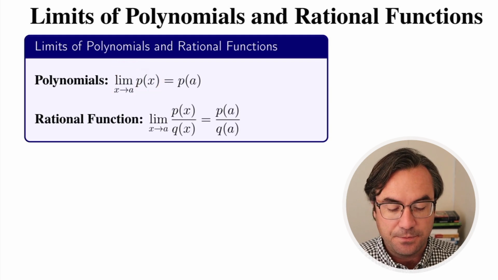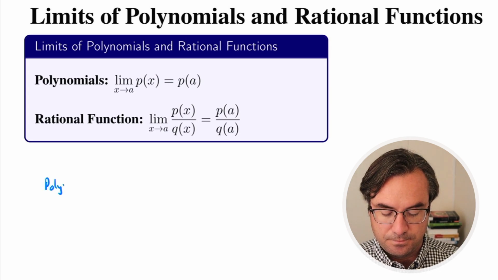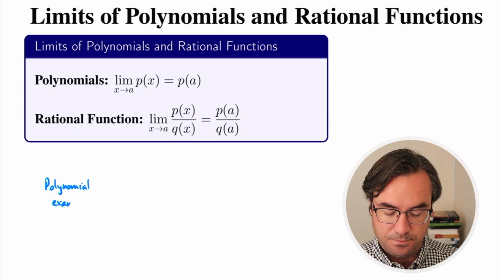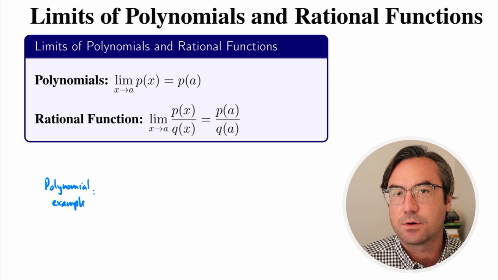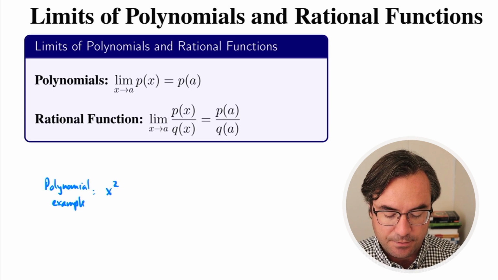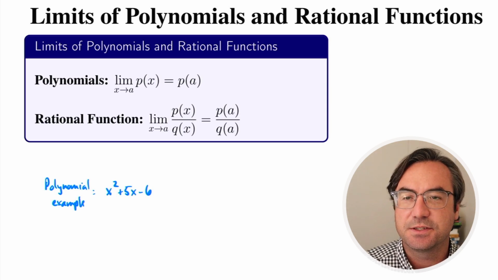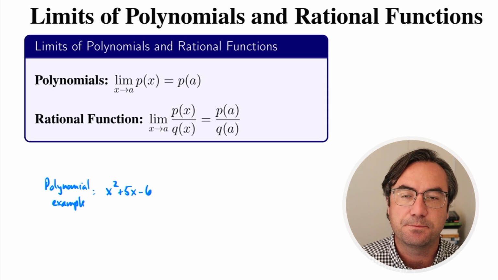Now, what's a polynomial? Well, let's write down a little example. These are the things that we're going to be working with. So, like a quadratic: x squared plus 5x minus 6. That's an example of a polynomial.